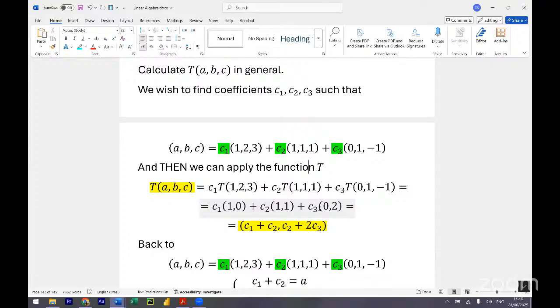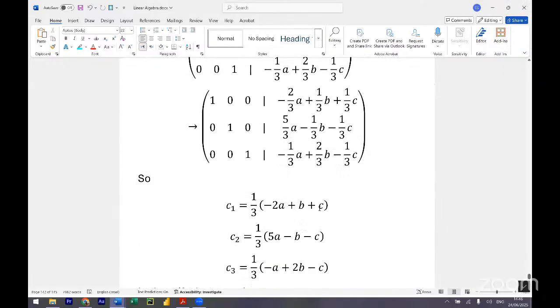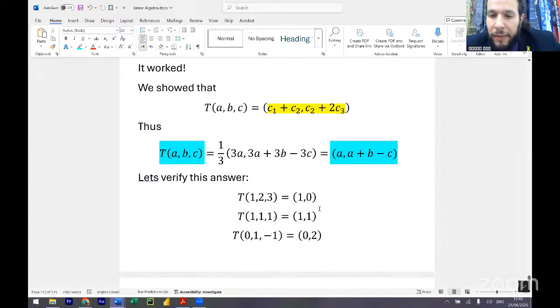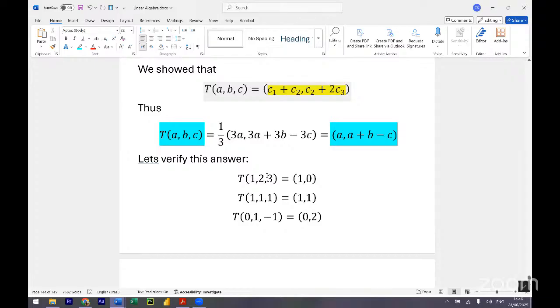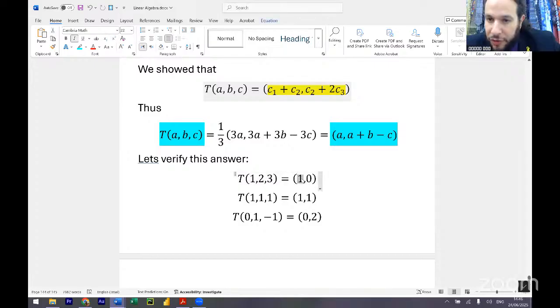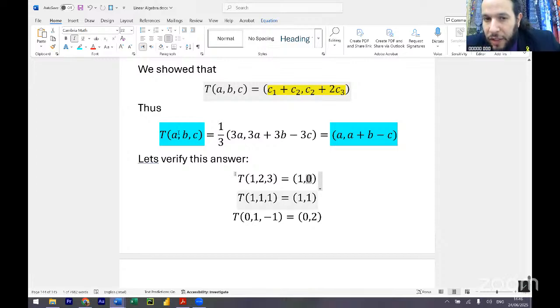Tomas? Yeah. Okay. So if you plug in 1, 2, 3, what do we get? The A is 1, so this is 1, that's great. And then A plus B minus C. What's 1 plus 2 minus 3? 0, yay. Now plug in 1, 1, 1. What do you get here when you plug in 1, 1, 1?